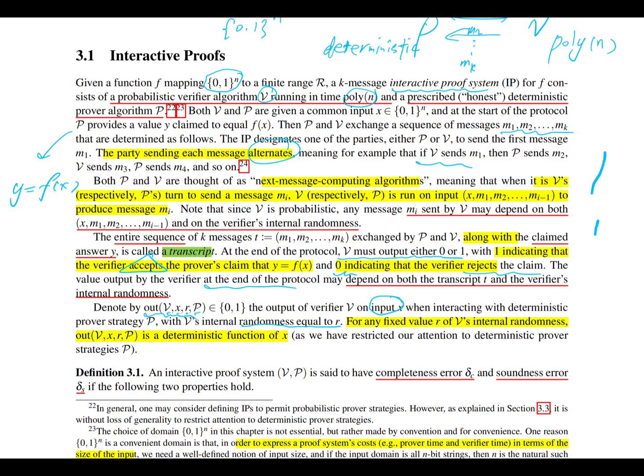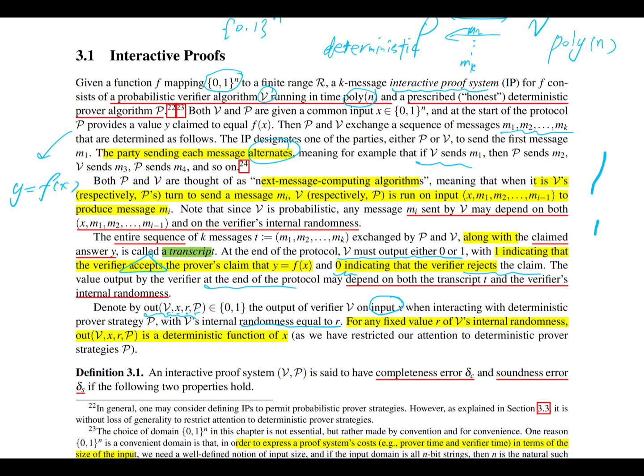So for a fixed value R of the internal randomness, if this randomness is fixed, the output is a deterministic function, so it loses the randomness. It's very clear. So let's look at this definition.